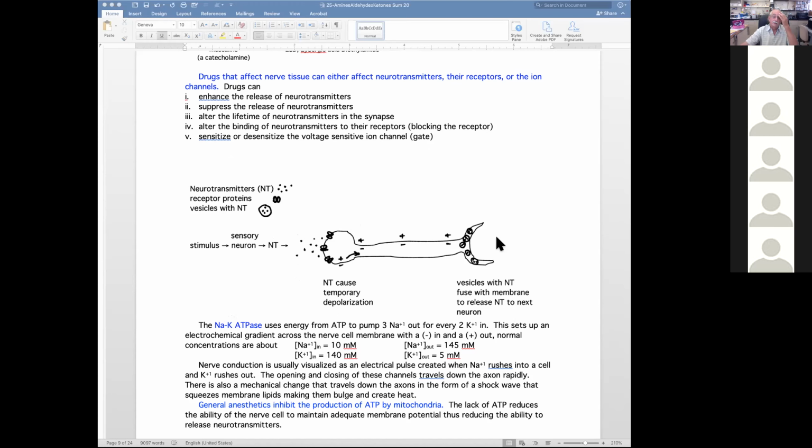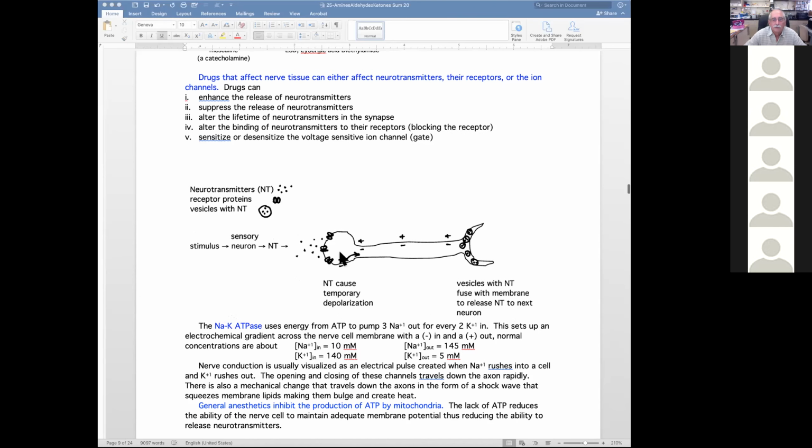And then the other thing that you can do is either sensitize or desensitize the voltage sensitive ion channel or ion gate. What the neurotransmitters do is called a depolarization. Sodium rushes in, potassium rushes out. That's what causes the nerve transmission down its axis. If that doesn't happen, then you won't release neurotransmitters to the next nerve cell.